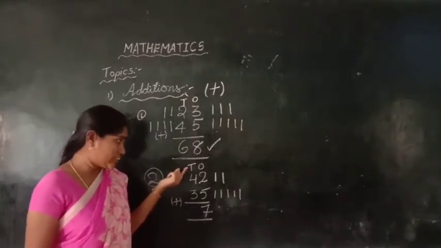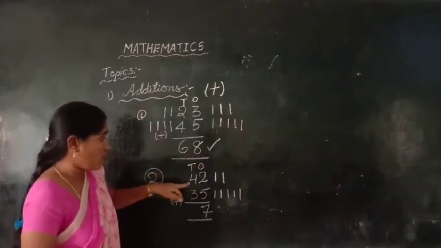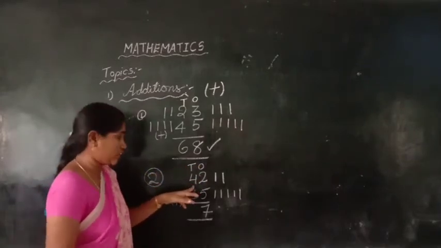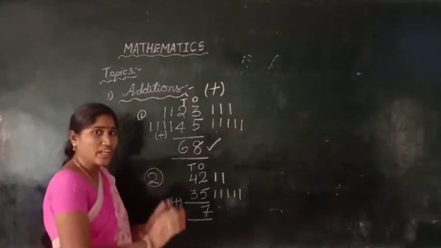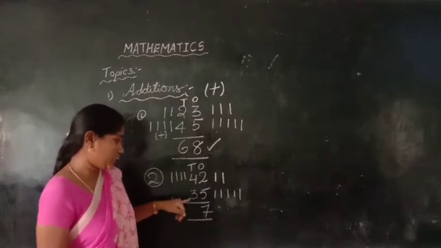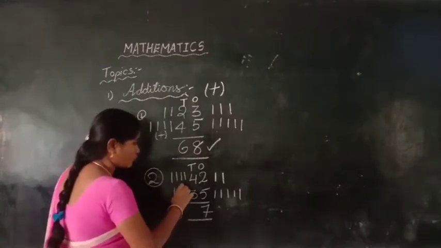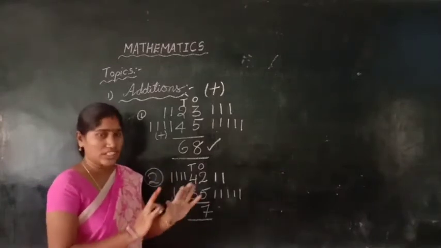T for tens, O for ones. Now we are doing tens digit. How? Look here, children. What is this? 4. Now we will take 4 dots. 1, 2, 3, 4. Now see here, children. It is 3. Now we will take 1, 2, 3. 3 dots.